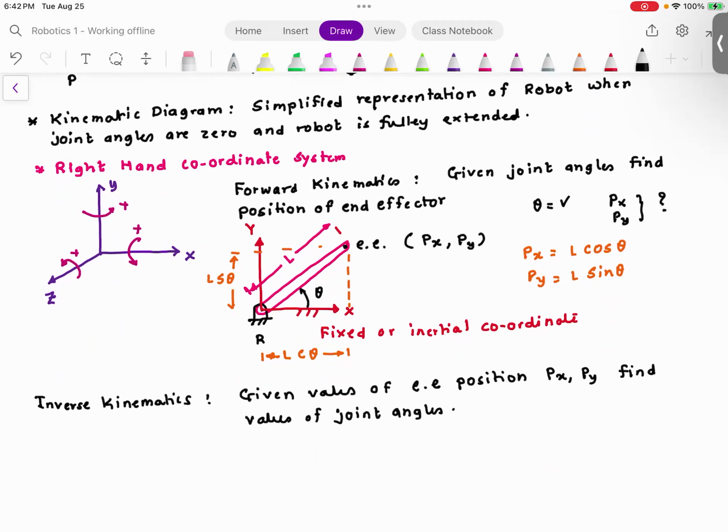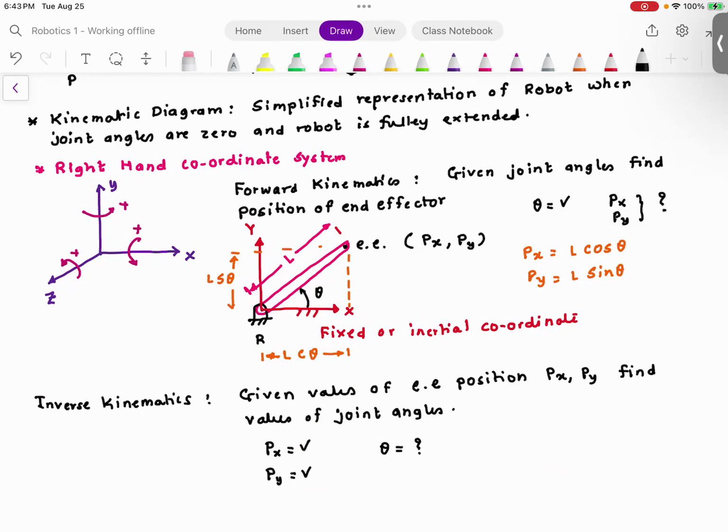Now, which means I will give you the value of Px and the value of Py, and you would find out the value of theta. So Px will be given to you, Py will be given to you, and then you have to find out what is the value of theta. So that is called the inverse kinematics.